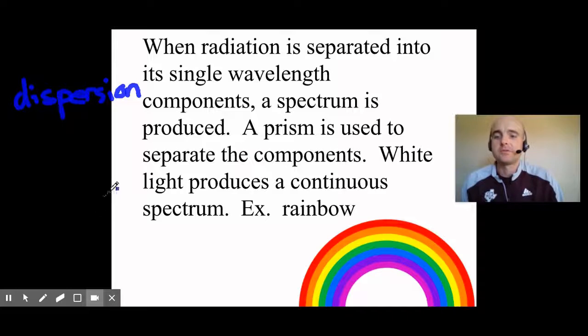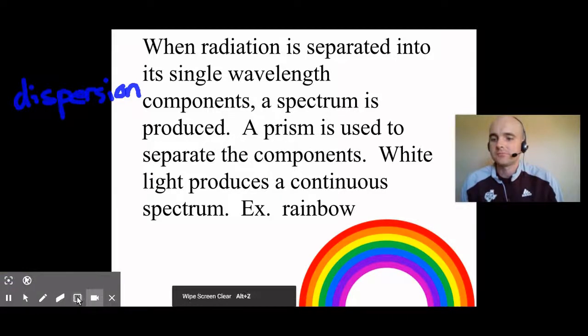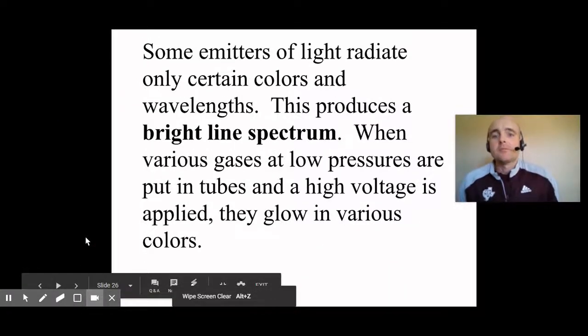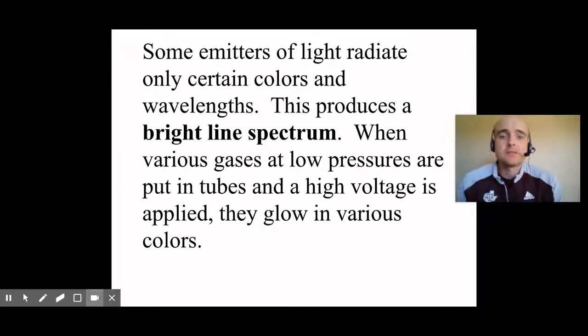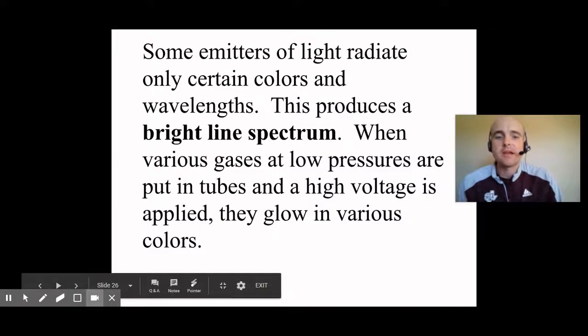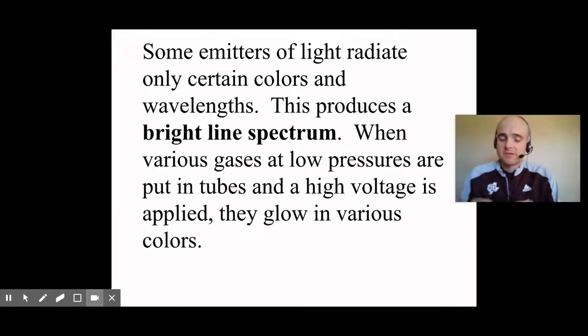White light will produce a continuous spectrum. But some emitters of light radiate only certain colors and wavelengths. This produces a bright line spectrum. Various gases at low pressures are put into tubes and a high voltage is applied, and they glow in various colors. They're just taking pure gases, putting them into little tubes, and putting high voltage through them. They will now emit some kind of light and some kind of color.